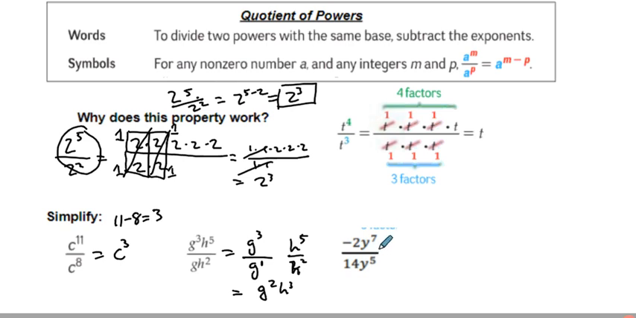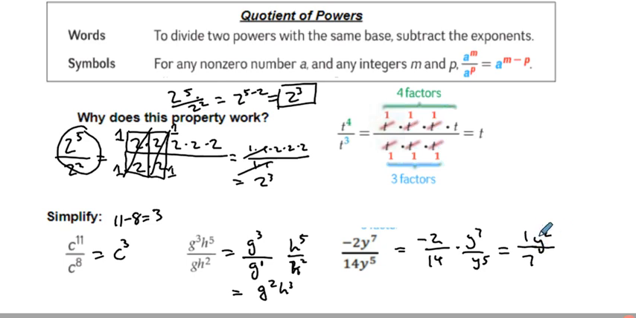Now this next one, these are surprisingly tricky for students because they seem to forget that when they're doing division problems, the numbers still follow the rules of what we've learned all these years, right? So you have to think of this as, again, 2 separate problems. Think of this as -2 over 14 times y to the 7th over y to the 5th. And so -2 over 14 simplifies to 1/7, and then y to the 7th over y to the 5th simplifies to y squared. 7 minus 5 is 2, and it's a positive number, so it stays up here in the numerator.